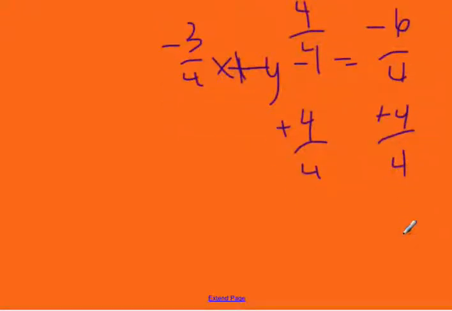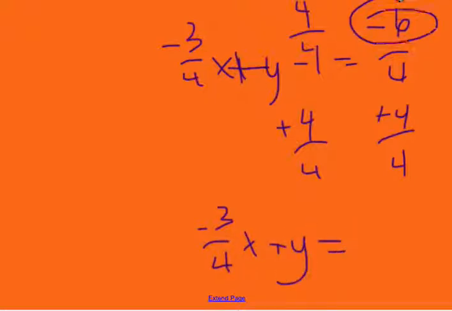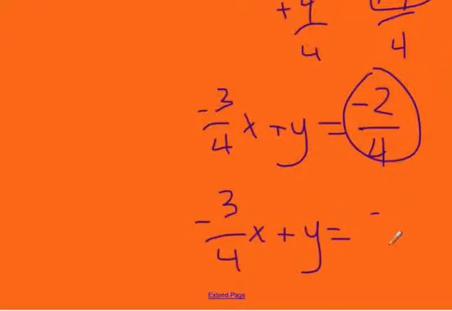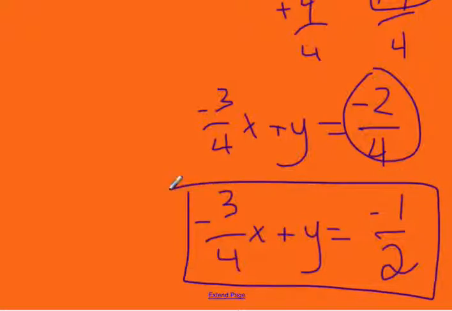So my left side is going to stay the same. I'm going to have negative 3/4 x plus y is equal to, now I can add negative 6 plus 4, which is going to give me negative 2 over 4. So the last thing I need to do is reduce that fraction. So I have negative 3/4 x plus y is equal to negative 1/2 when you divide both of those by 2. Okay, I wouldn't expect you guys to do a fraction one on your own, so all of them on your worksheet should work out to be good numbers.